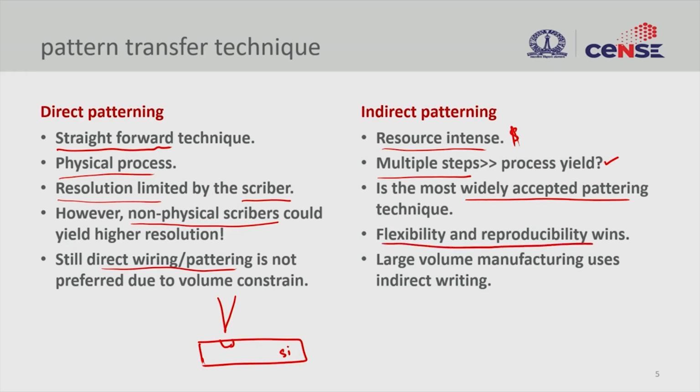The flexibility and reproducibility wins over the resource that we need, and also the multiple processing that we have to do. So the reproducibility, which is very, very important in any manufacturing process, actually makes this process win over whatever shortcomings or disadvantages that we listed above. And overall, the large volume manufacturing process, including the CMOS or any MEMS processes, uses indirect patterning extensively.